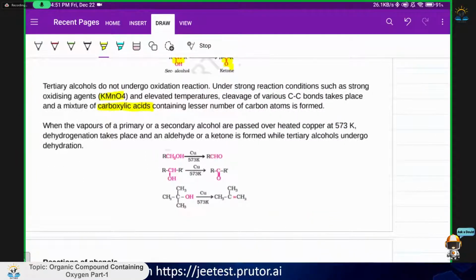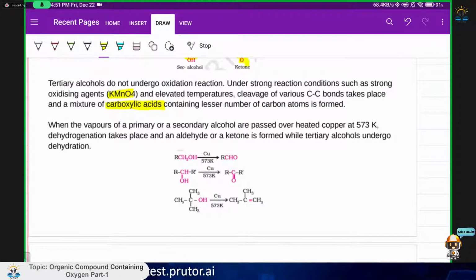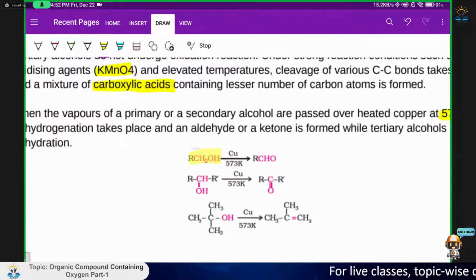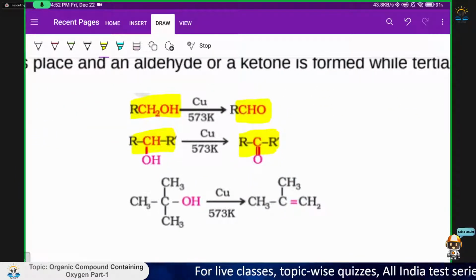When vapors of a primary or a secondary alcohol are passed over heated copper at 573 Kelvin, dehydrogenation takes place and an aldehyde or a ketone is formed. If we use a primary alcohol, we get an aldehyde. If we use a secondary alcohol, we get a ketone. If we use a tertiary alcohol, elimination occurs and we get an alkene there.